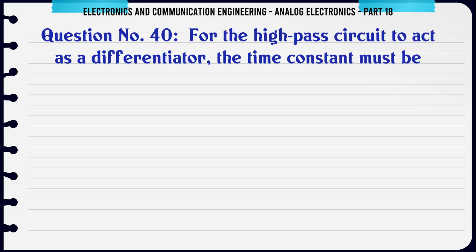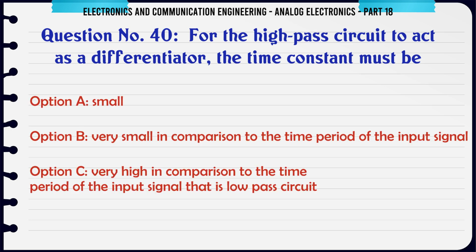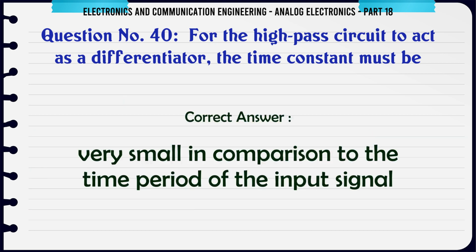For the high-pass circuit to act as a differentiator, the time constant must be A. Small. B. Very small in comparison to the time period of the input signal. C. Very high in comparison to the time period of the input signal, that is low-pass circuit. D. Moderate value. The correct answer is very small in comparison to the time period of the input signal.